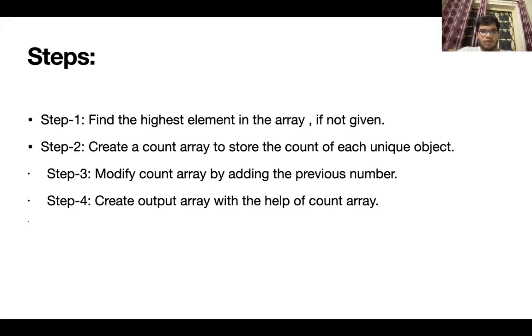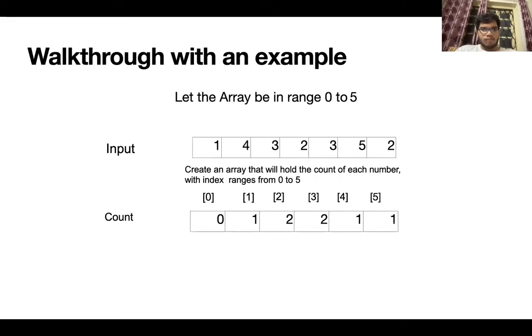There are four steps. Step 1, find the highest element in the array if not given. Step 2, create a count array to store the count of each unique object or element. Step 3, modify the count array by adding the previous number. Step 4, create the output array with the help of the count array.